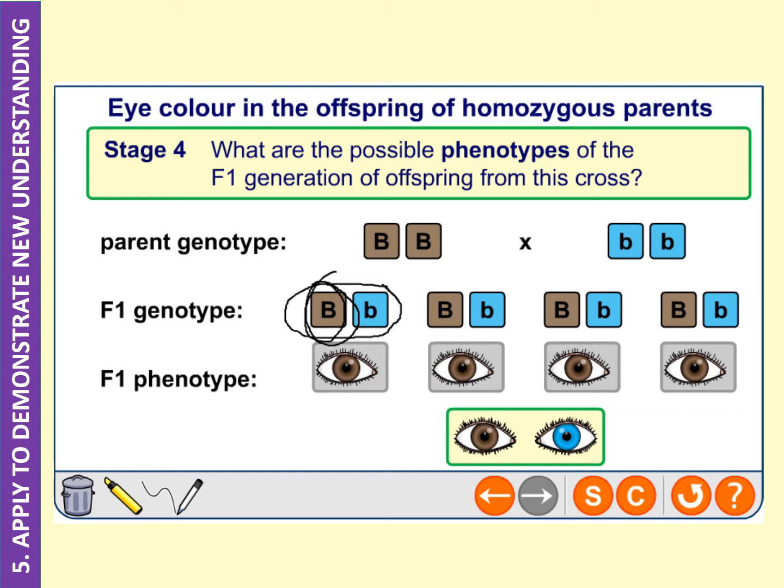Which leads to this situation where every single one of the offspring here has the same genotype, the same combination of alleles. They all are big B, little b. Which means that they've got that big B here that is dominant. And because they contain that dominant big B, each one of the offspring is going to have brown eyes.